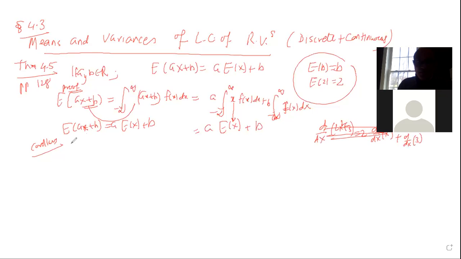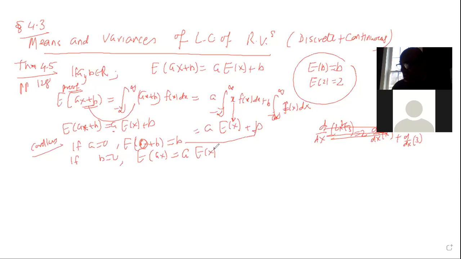Okay, so my first corollary: suppose a is equal to 0. In that case, the expected value of ax plus b is equal to b itself. And my second corollary: suppose b is equal to 0. Now a is equal to 0 means this is 0, so the expected value of b is equal to b. And that's the reason I plug in this value: the expected value of b is equal to b, and b equal to 0 means the expected value of ax, that means you can pull a out, and it is a times the expected value of x. I can give you some examples too.